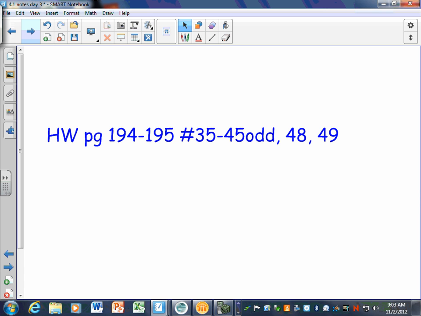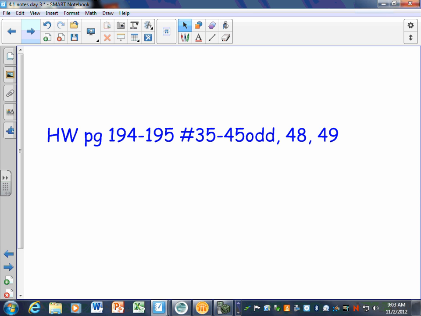So here's your homework. 35, 45 odd, 48, 49. Again, I'm giving you the odd answers. You shouldn't even really need the odd answers because you could graph all of these on your calculator and get the answers as well. But I'm looking for the work to go with those, the calculus work to go with those.